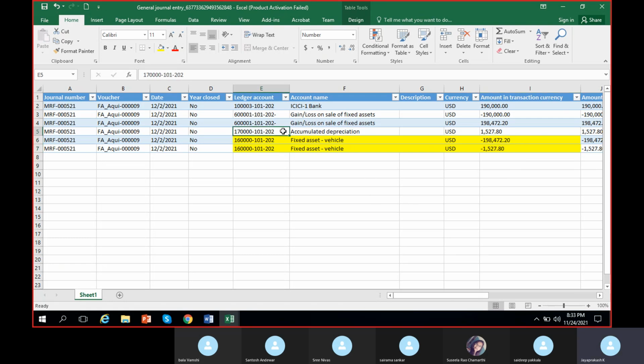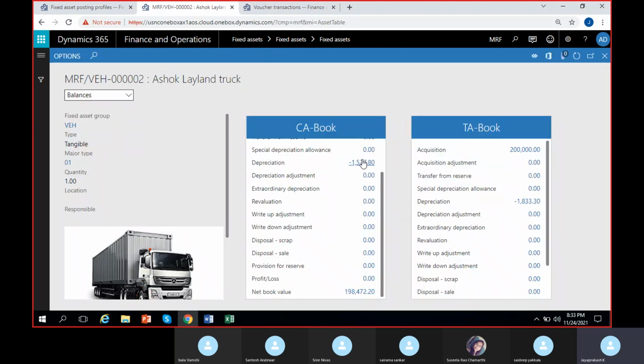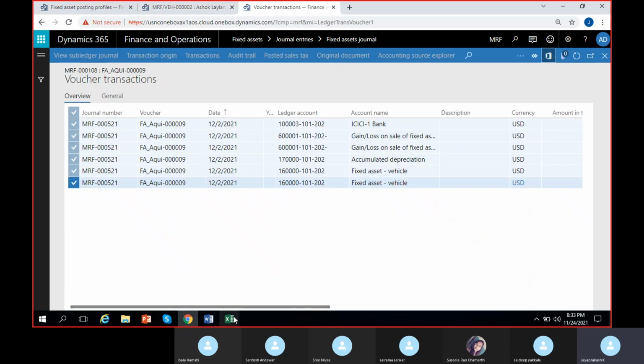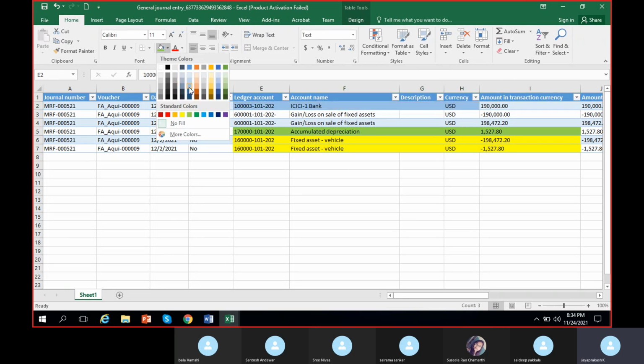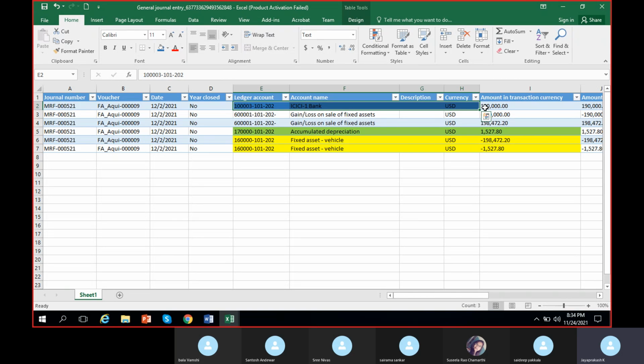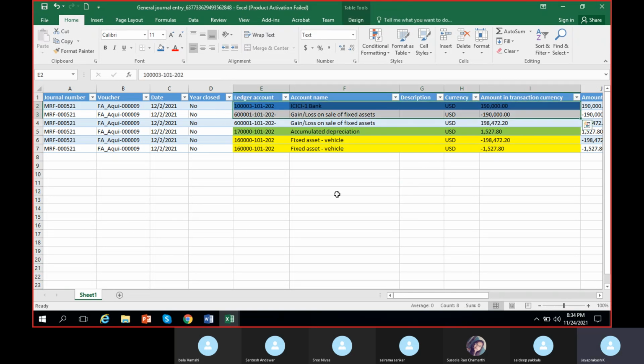Okay, accumulated depreciation account. I'll paint it in another color, like this one. So how much depreciation did we have earlier on the fixed asset? 1,572.80, for which the accumulated depreciation account was credited earlier. The same is being reversed here, being debited here for 1,572.80. Then the bank account: you are receiving 1,90,000 into your bank account, right? So your bank account will be debited with 1,90,000.